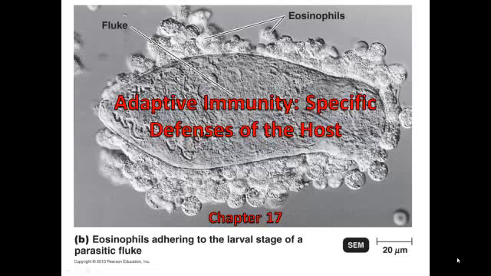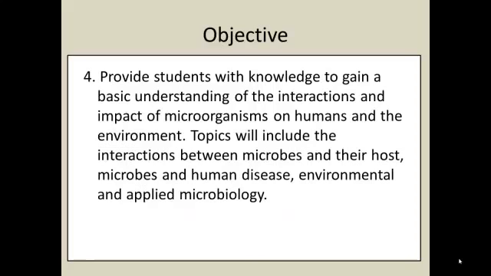Welcome to Chapter 17, Adaptive Immunity, Specific Defenses of the Host. This chapter fulfills Objective 4, specifically interactions between microbes and their host, microbes and human disease.